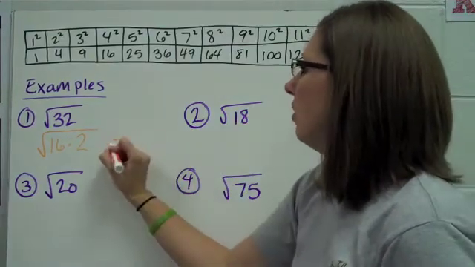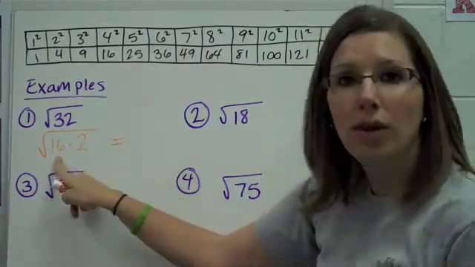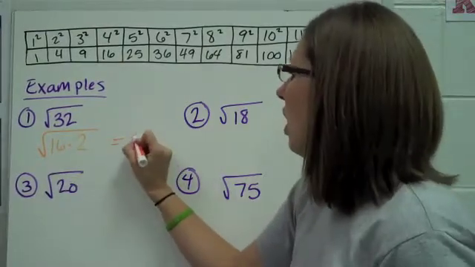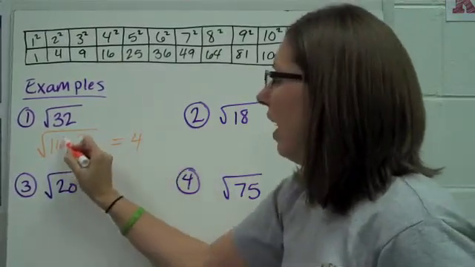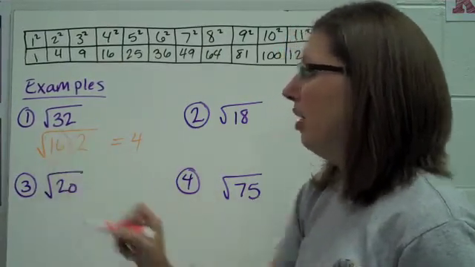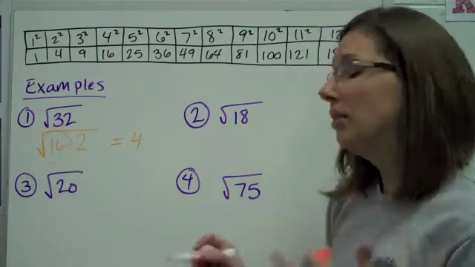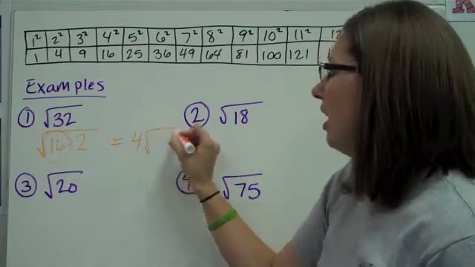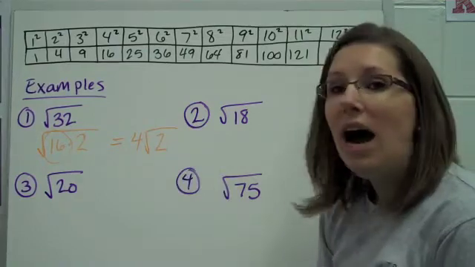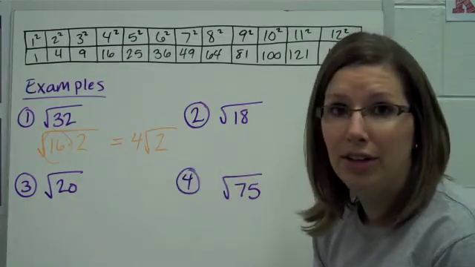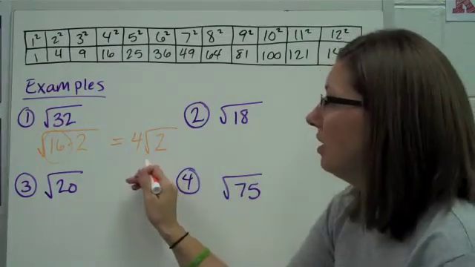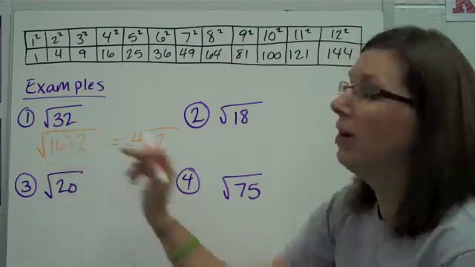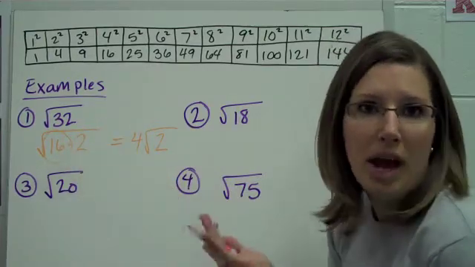So I'm going to literally take the square root of 16 and get 4. So I've simplified this portion of my problem. What's remaining is the square root of 2. I can't simplify that any further. So this is actually the simplest form of this radical. And that's what we're doing today.